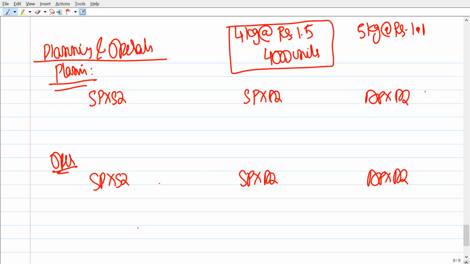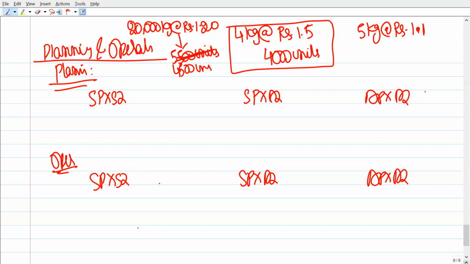In reality, what I have ended up doing is I have consumed 20,000 kg at rupees 1.2 and the production was 5,500 units. This is the reality. The production is 5,500 units. Now, my original plan was 1.5. My original plan was, okay, let's not make it 5,500, let's make it 4,500. My original plan was to buy raw material at the rate of 1.5.